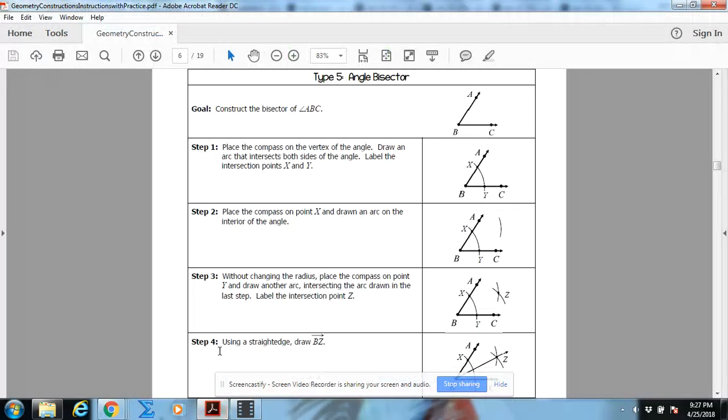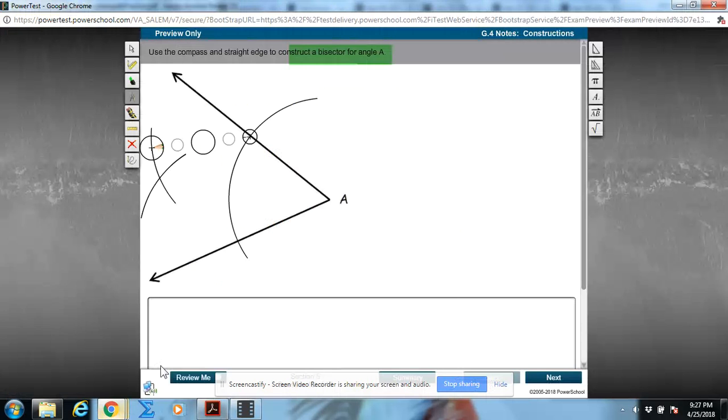Final step, use the straight edge to connect those 2 points. Switch to the straight edge, connect your intersection to the vertex, and we have split this angle in half.